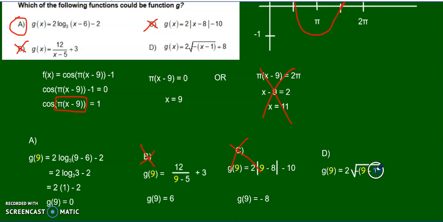So let's try D. If I put 9 in there, what do I get? 9 minus 1 is 8. Negative 8. So the square root of negative 8, well, that's the square root of a negative number. That's no real solution. It's an imaginary number, so we haven't done that. So that's not a solution. So yeah, A is the answer. It has a 0 at 9.